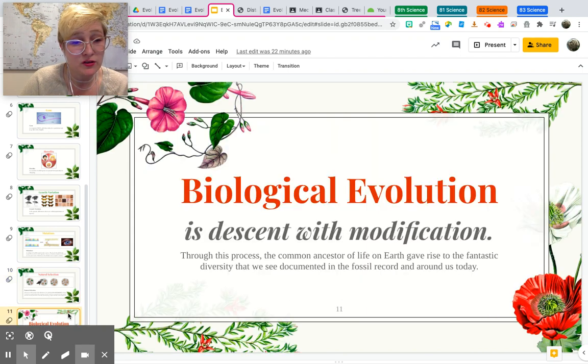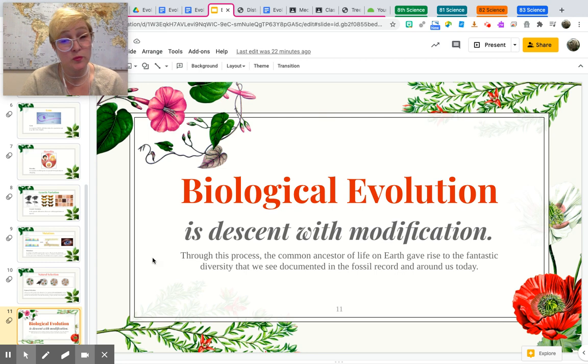So biological evolution is descent, so passing along traits, that's heredity, with modification.